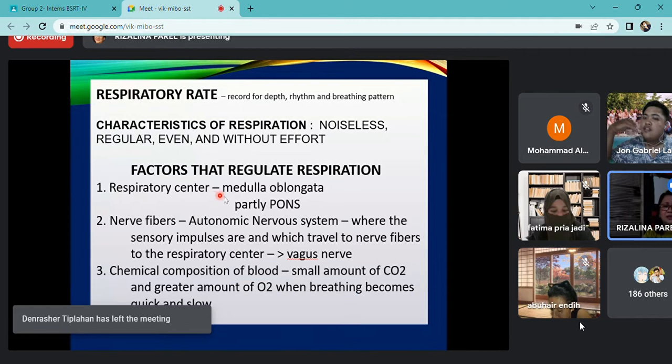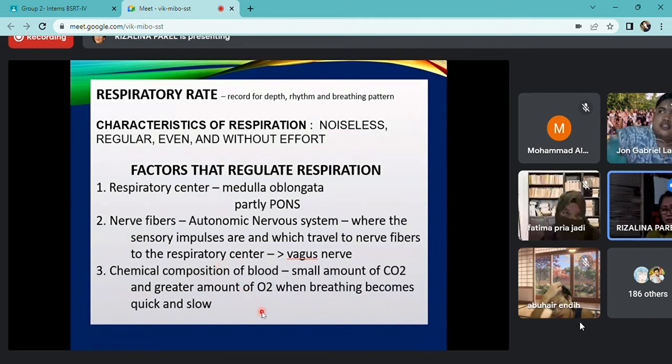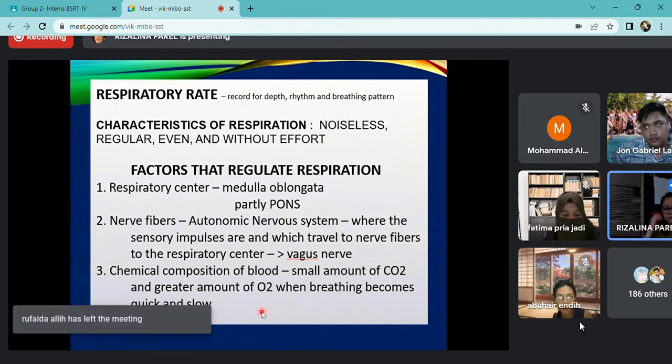So respiratory center again, medulla oblongata, partly by pons. Yung nerve fibers natin, autonomic nervous system, where the sensory impulses are and which travel the nerve fibers to the respiratory center through the triggering doon sa ating vagus nerve, magsasend yan ng signal doon sa ating nerve fibers and will tap the pons and the medulla oblongata for breathing. Okay?